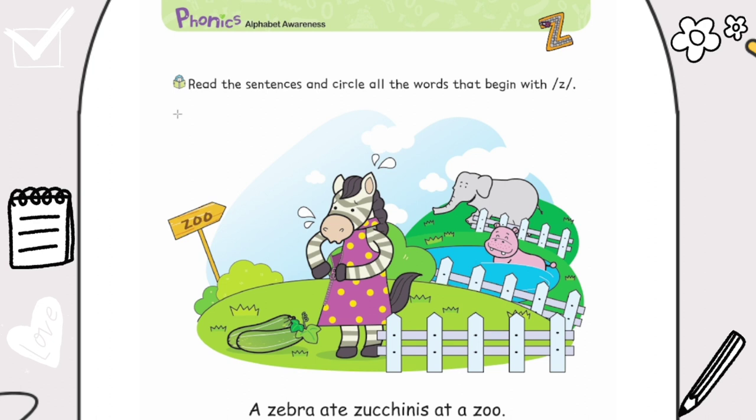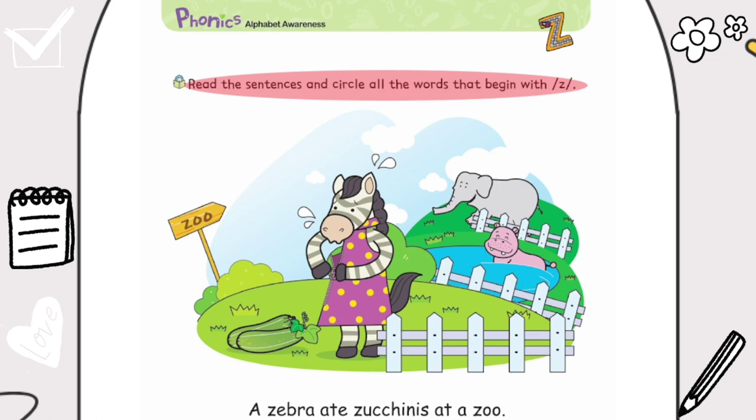Page 104, letter Z. Read the sentences and circle all the words that begin with Z. All right, everyone. Today, we'll learn about letter Z, which is the last alphabet. What sound does it make? Z. All right, everyone, repeat after me. Z says Z. Z says Z. One more time. Z says Z.